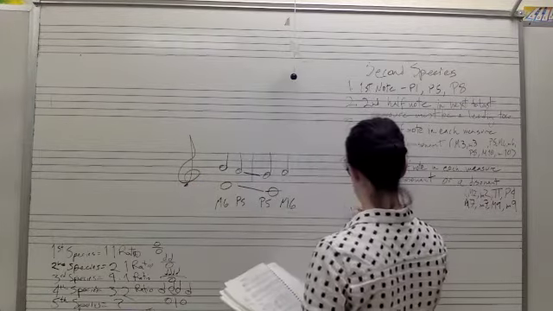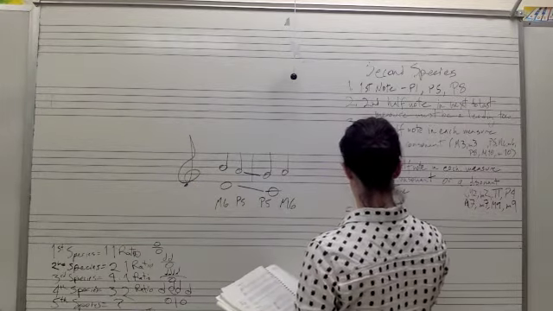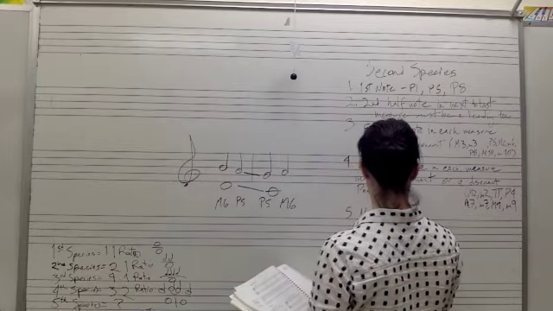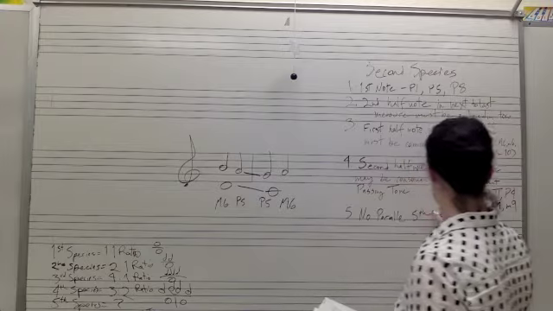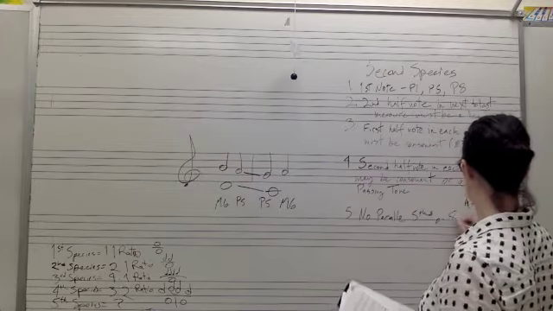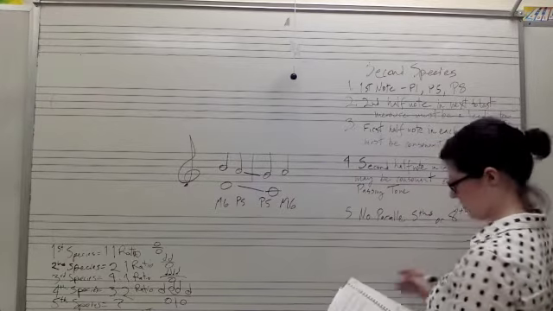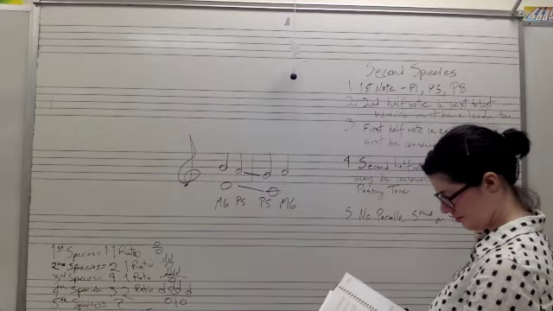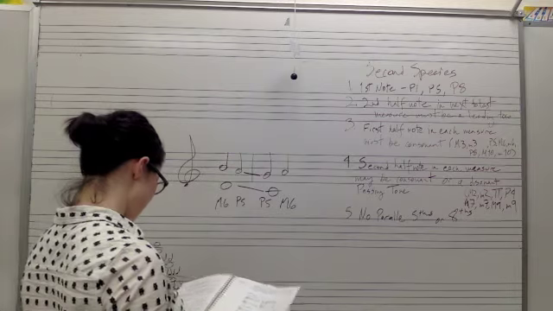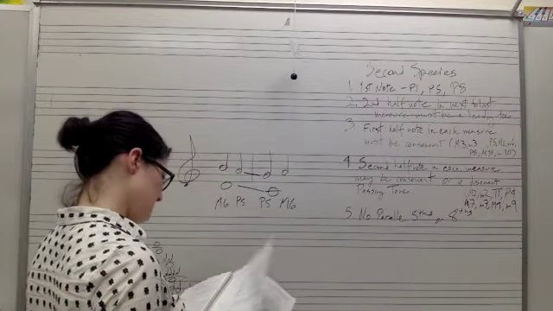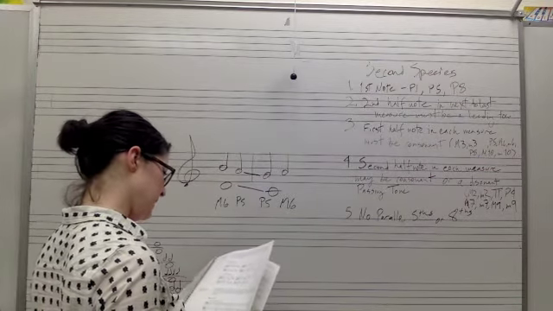So rule 5: no parallel fifths or octaves. Okay? What else am I missing?